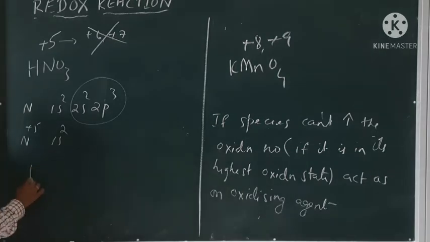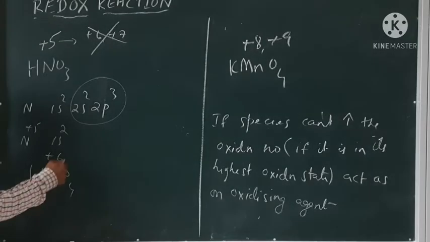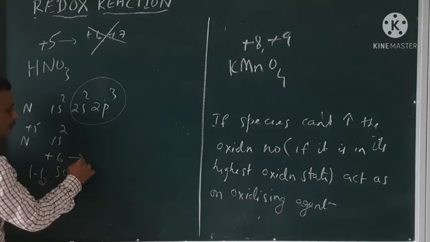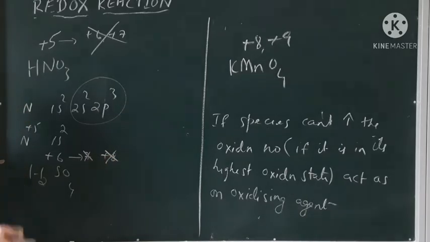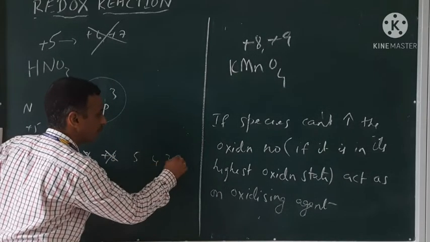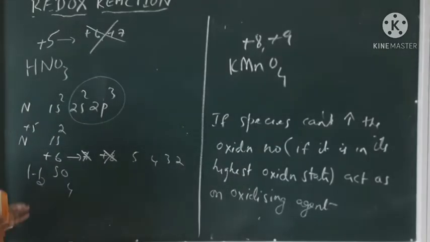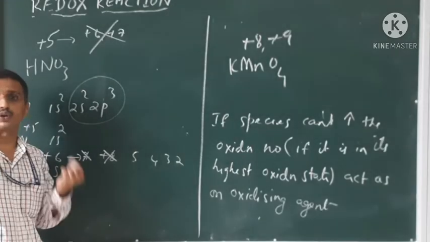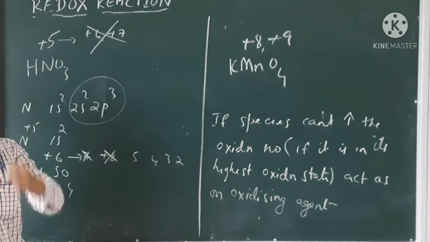The same thing happens for sulfuric acid. H2SO4, sulfur is in the +6 state. Sulfur cannot go into +7, +8, etc. The possibility is that +6 can go into 5, 4, 3, 2, etc. They can reduce only. So H2SO4 also acts as only an oxidizing agent.